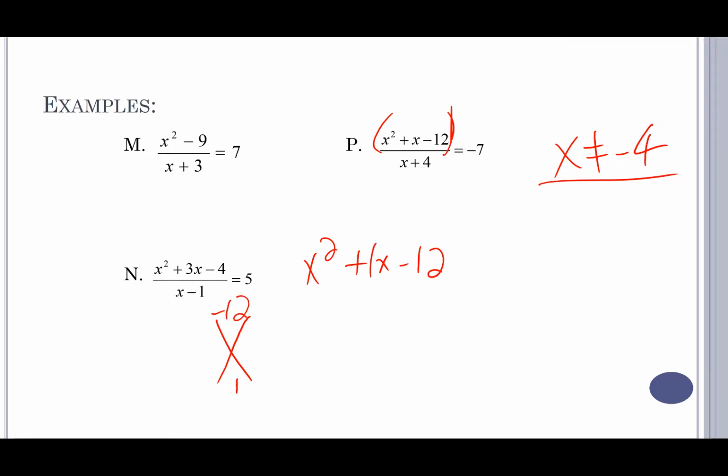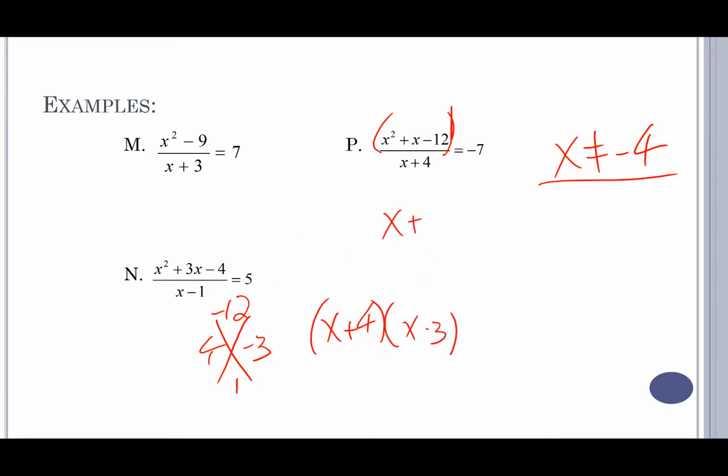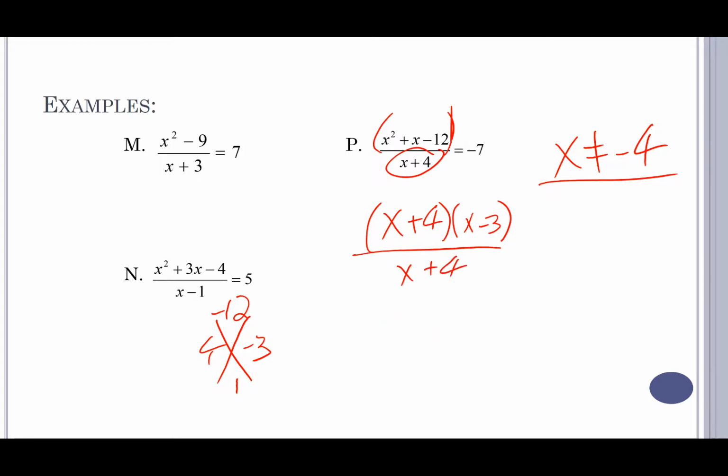So that would be, let's see, +4 and -3. 4 times -3 is -12. 4 minus 3 is 1. Again, since a is 1, my factors are x plus 4 and x minus 3. So let's put that back in the problem. We're going to have x plus 4, x minus 3 on top. On the bottom, I still have this x plus 4 equal to -7.